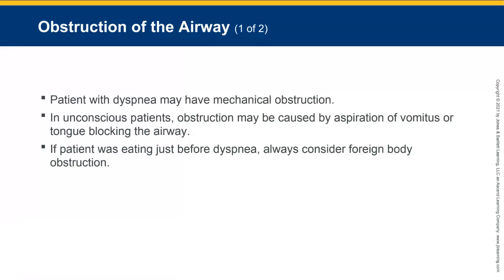Obstruction of the airway. A patient with dyspnea may have mechanical obstruction. In unconscious patients, obstruction may be caused by aspiration or vomitus or the tongue blocking the airway. If the patient was eating just before dyspnea, always consider foreign body obstruction.